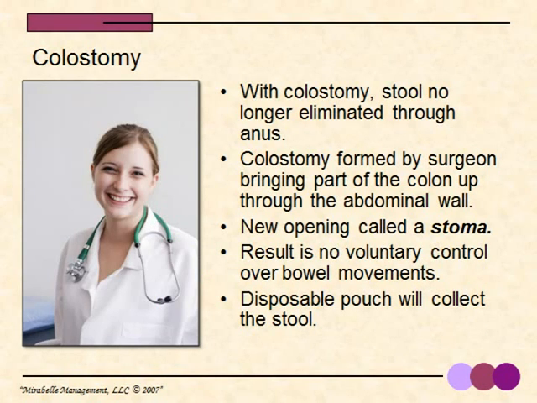When a person has a colostomy, stool is no longer eliminated through the anus. Instead, it is eliminated through the colostomy. To construct a colostomy, the surgeon brings part of the colon up through the abdominal wall. This new opening on the abdomen is called a stoma. Because a colostomy does not have a sphincter muscle, you have no voluntary control over bowel movements. Instead, a person will wear a disposable pouch to collect the stool.